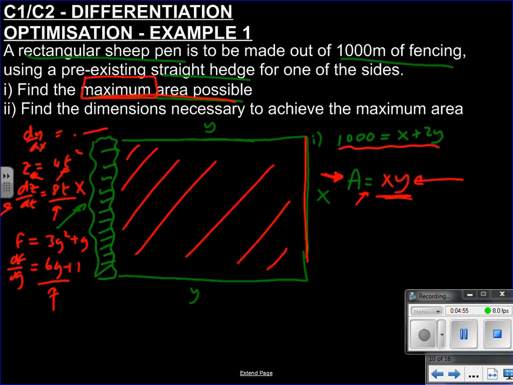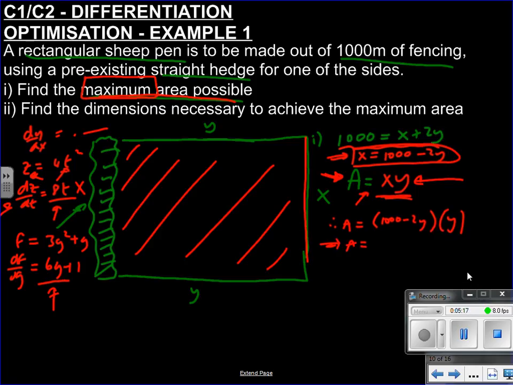But we can do that easily, can't we? Because we know that actually x is the same as 1,000 subtract 2y. And that can be substituted into A then. So therefore A is x, which is 1,000 minus 2y, times by y. So therefore, expand that out because it's not in the form of ax to the n yet. So 1,000y minus 2y squared. Fantastic. That is your area function.